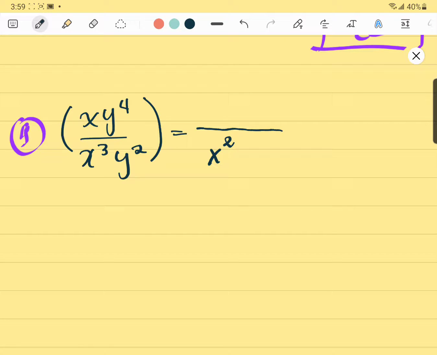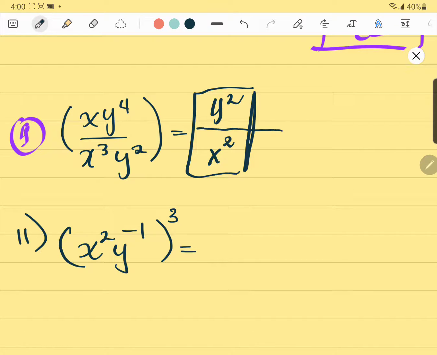Now, for the base y, which one has more, top or bottom? Top. So you take top minus bottom. What's 4 minus 2? 2. So the answer is y squared. And that's it. Okay? Now, let's move on to the next one.